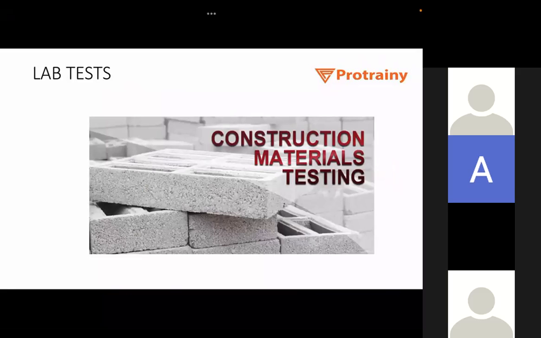Then construction material testing. Basically I can't go through all the materials testing. So when a lab has been set up at the site, what all primary tests you are going to do, we'll go briefly on that. After that, if you want, I'll also share the laboratory manuals.